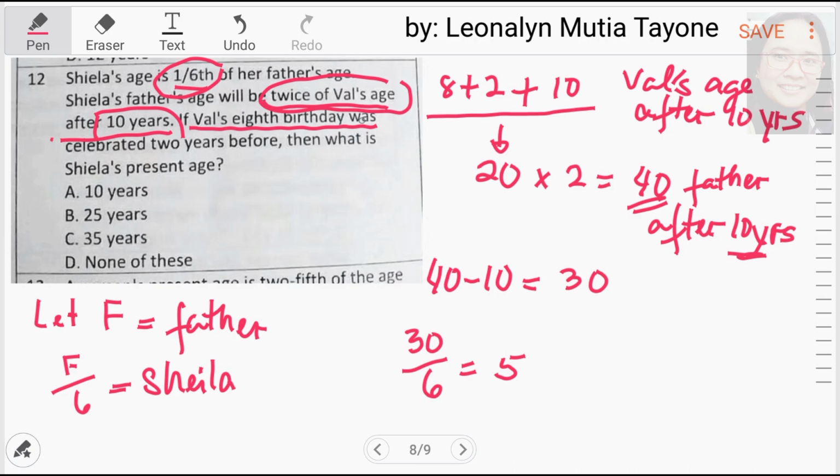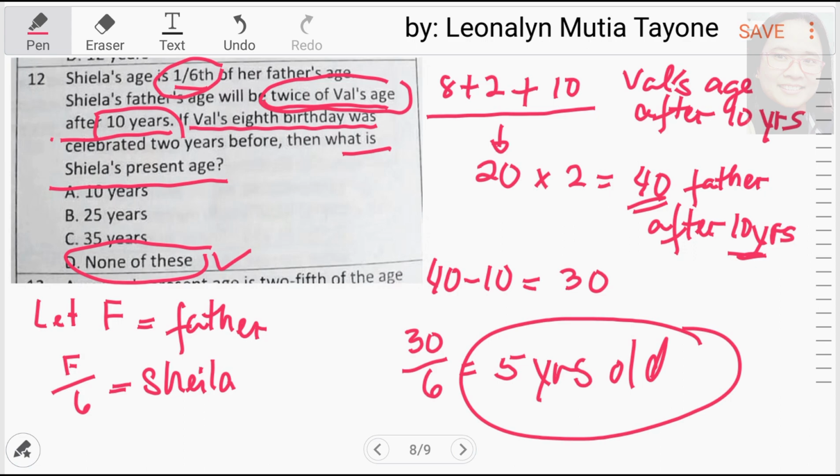Balikan natin ang tanong. What is Sheila's present age? She is 5 years old. At wala sa choices, so none of this. Kasi ang sagot ay 5 years old si Sheila. Ngayon, gusto nyo i-double check natin si 5 na yan yung edad ni Sheila.